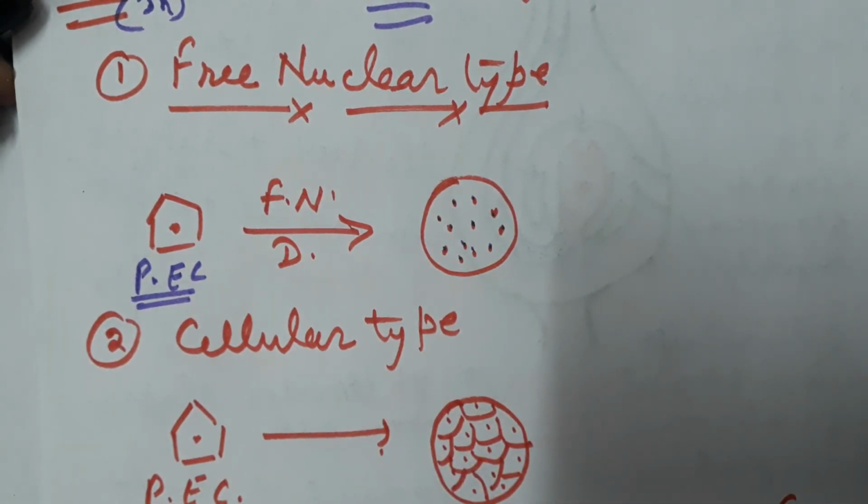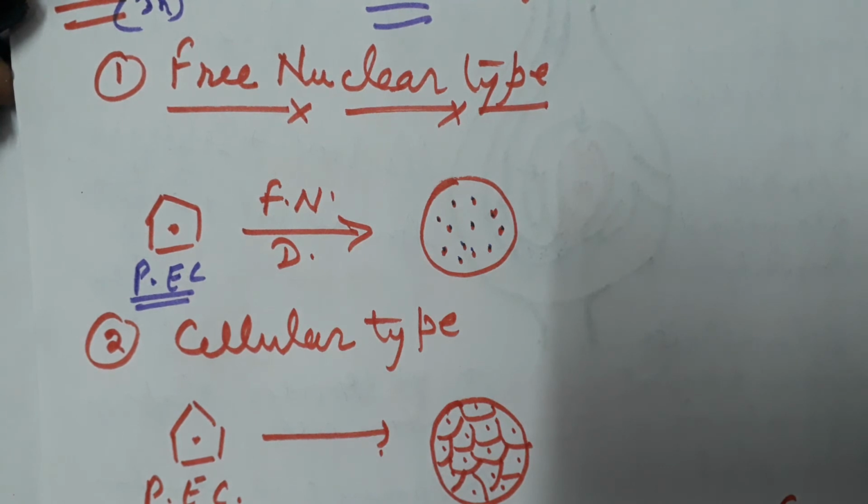We can see this in the case of coconut. In coconut, the primary endosperm cell undergoes free nuclear division and lots of nuclei are produced. In the case of coconut, the coconut water which we drink is the result of free nuclear division. The coconut water which we drink is produced by free nuclear division.